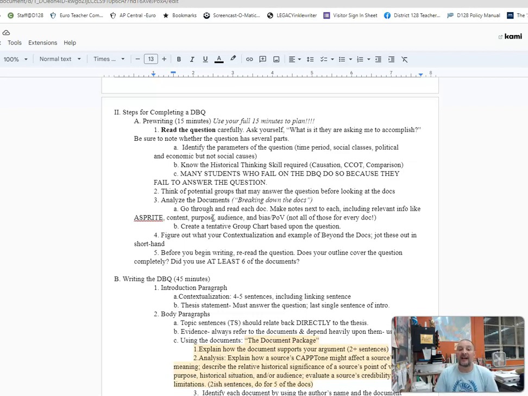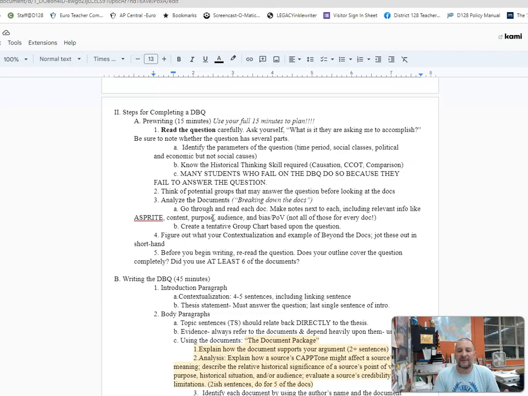Next thing you're going to do is analyze the documents. This is the biggest part of your pre-planning, of your pre-writing. I call this breaking down the docs. You're going to go through and read each document carefully. You're going to make notes next to each, including relevant info like APSPRITE, the content of the document, the purpose, the audience, bias, point of view. What is it getting at? How does this document answer the question? This is one of the most important parts of the writing process here. Now, you're not going to write every one of those down for every single document, but that's what you're thinking about as you're going through.